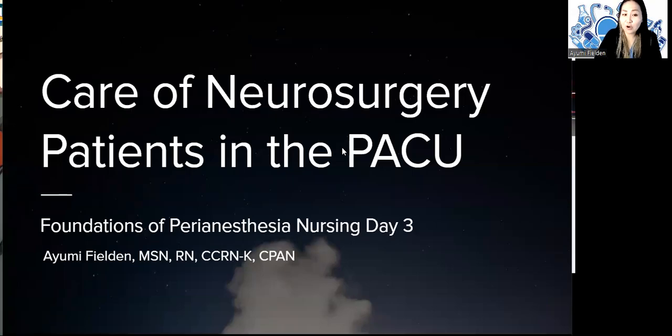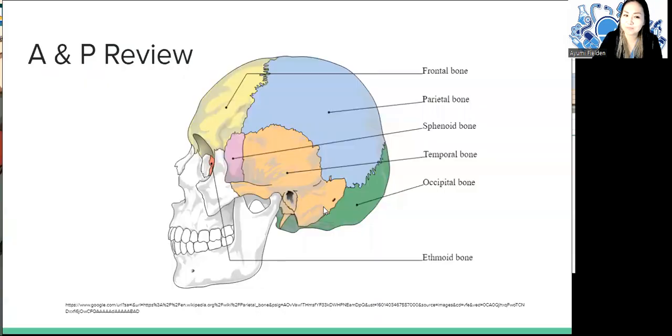Okay, now let's talk about care of neurosurgery patients in the PACU. As a PACU nurse, it's really important to know, especially if you recover neurosurgical patients, the anatomy of the central nervous system, bones, and so on. The skull, why are those bones important? You would know the location of the fracture or maybe the surgical approach.